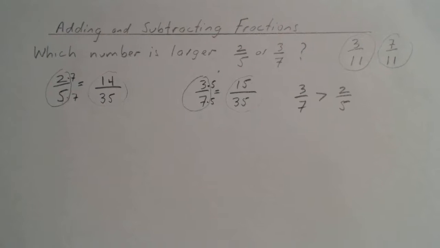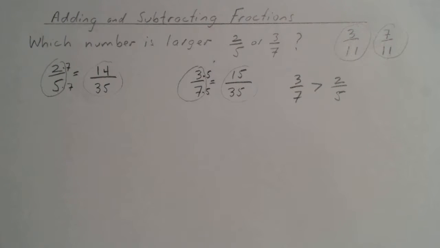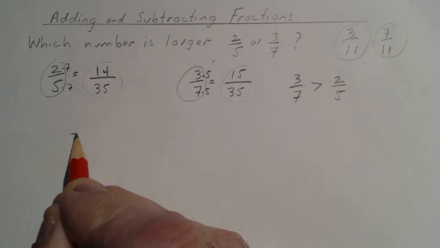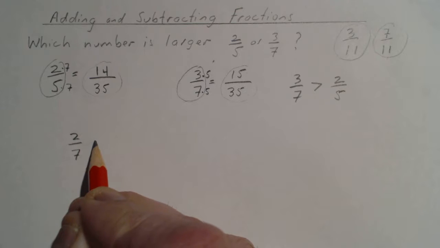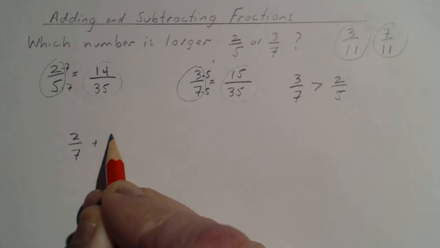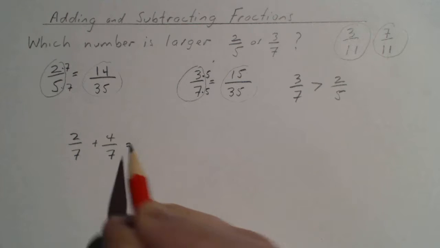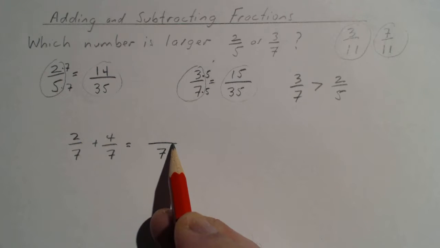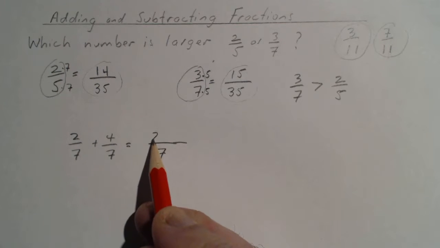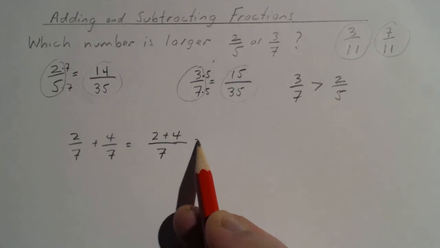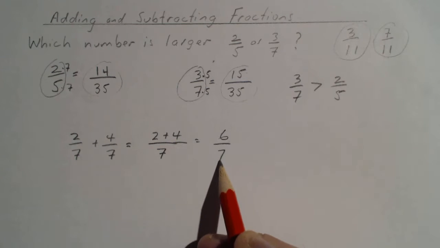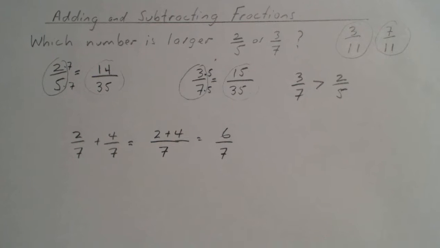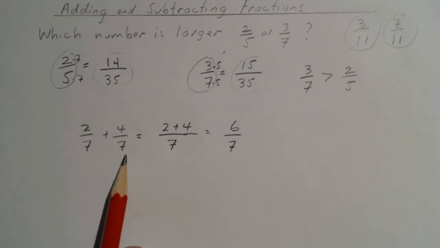Now we're going to use this same idea for adding and subtracting fractions. For example, if I have 2 over 7 and I want to add 4 over 7. Now you can see the denominators here are the same, so I keep the same denominator and then just add the 2 plus 4, the two numerators, and then we get 6 over 7. Now that was a very straightforward example because, as I said, the two bottom numbers, the denominators, were the same.